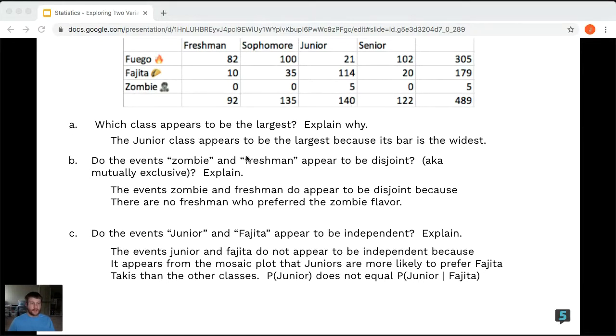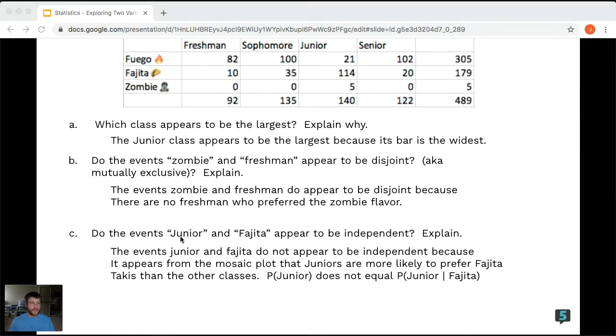All right, do the events zombie and freshman appear to be disjoint? They do appear to be disjoint because there are no freshmen who prefer the zombie flavor. I believe that's what Kirsten said. There's no overlap between freshman and zombie. There's a 0 here, okay, in the two-way table.